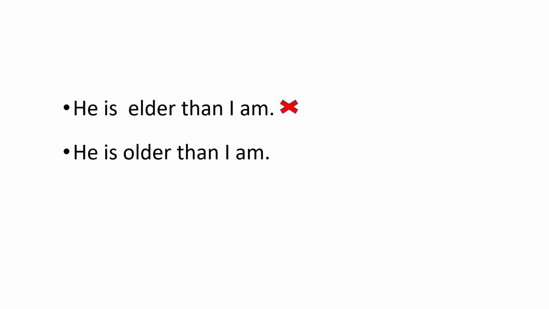Rules to remember, we use elder, eldest, older, and oldest. When we use elder, we can say my elder brother or my elder sister. But we can't say he is elder than I am. This is wrong. He is older than I am. This is the correct form.